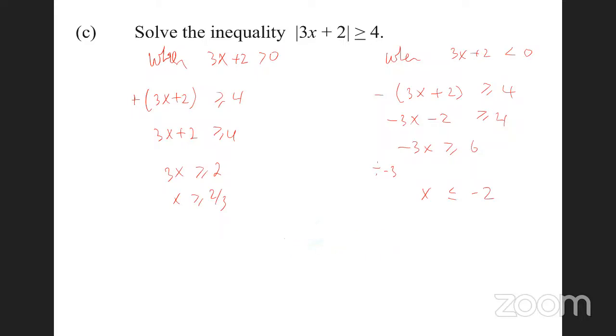Don't worry, that was wrong. So x is less than negative 2 together with x is more than or equal to 2/3.